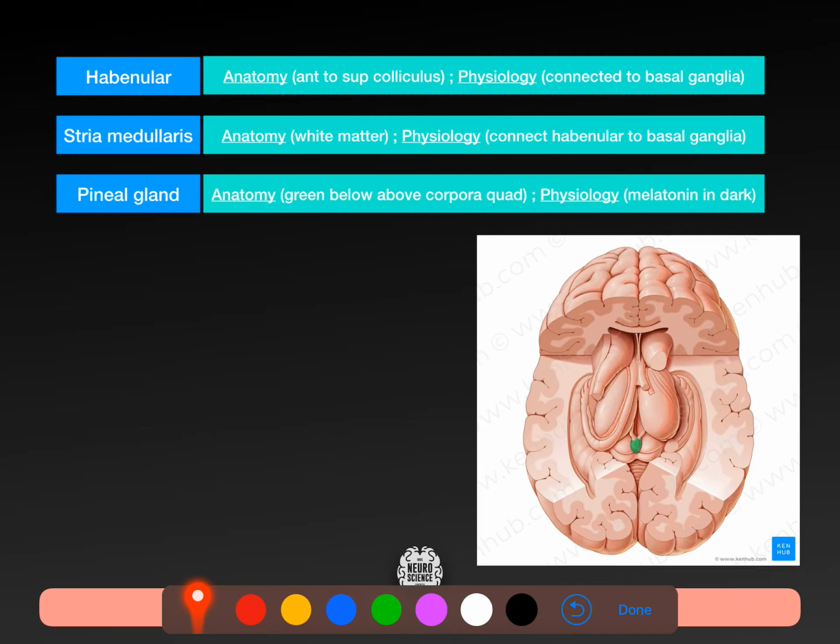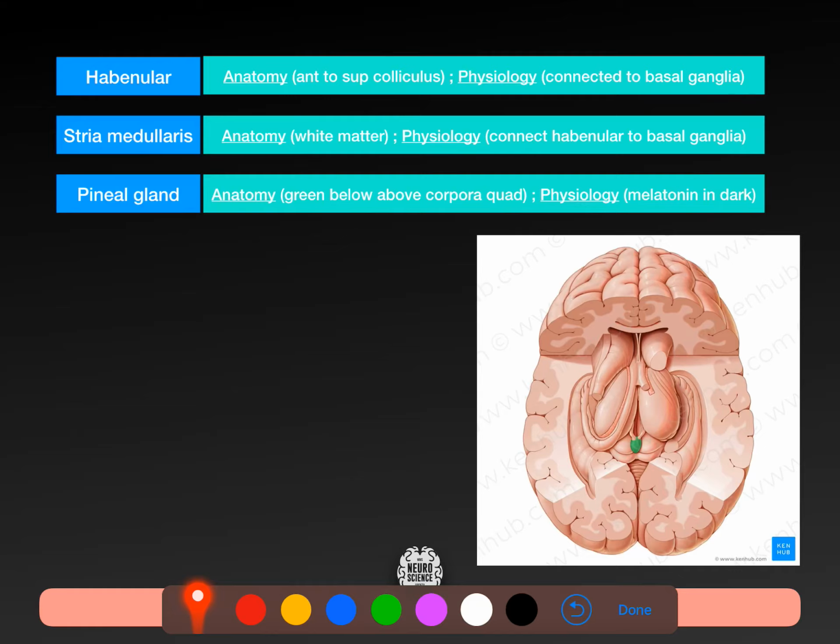And then the physiology is that it secretes melatonin when darkness is seen in the retinohypothalamic system. So the retina detects a change in the ambient lighting. It's dark, so the change in the firing rate of the ganglion cells informs the suprachiasmatic nucleus of the time of day, and thus the melatonin is secreted or not secreted.